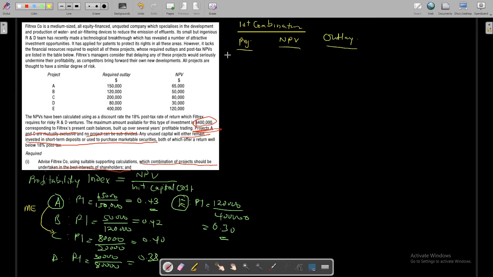So the best project to select is project A. It offers a return of 65,000 with initial cost of 150,000. Now we move on to the second best, which is project B, offering 50,000 with initial outlay of 120,000.